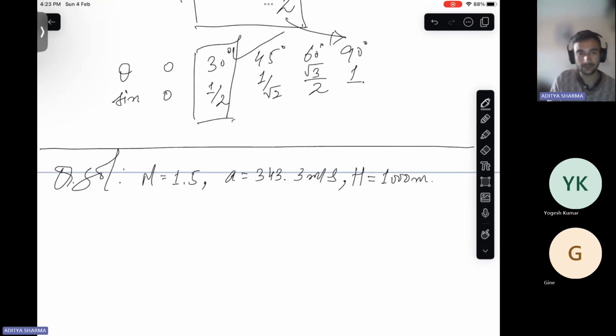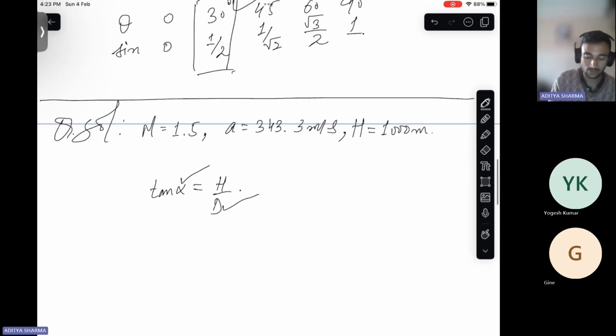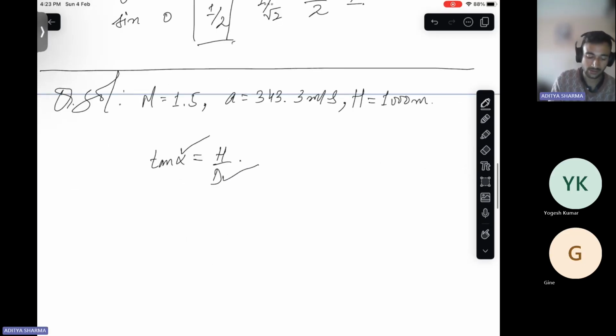But then we need to find alpha for that, because otherwise there will be two unknowns in tan alpha equals h by d. This is unknown and this also is unknown. So we need to find d also, and only then will we be able to proceed to our answer. But before that we need to find alpha, because that will give the d. I believe there is no confusion in it. If so, you may ask, please.